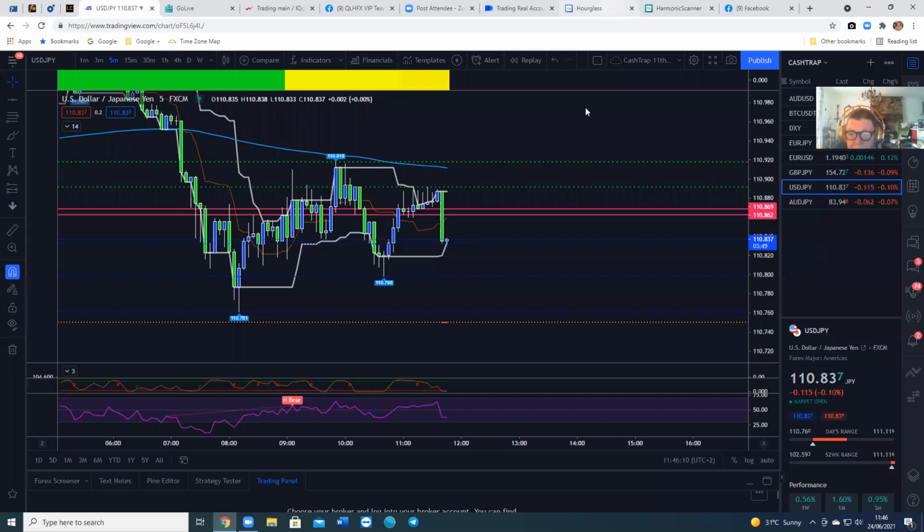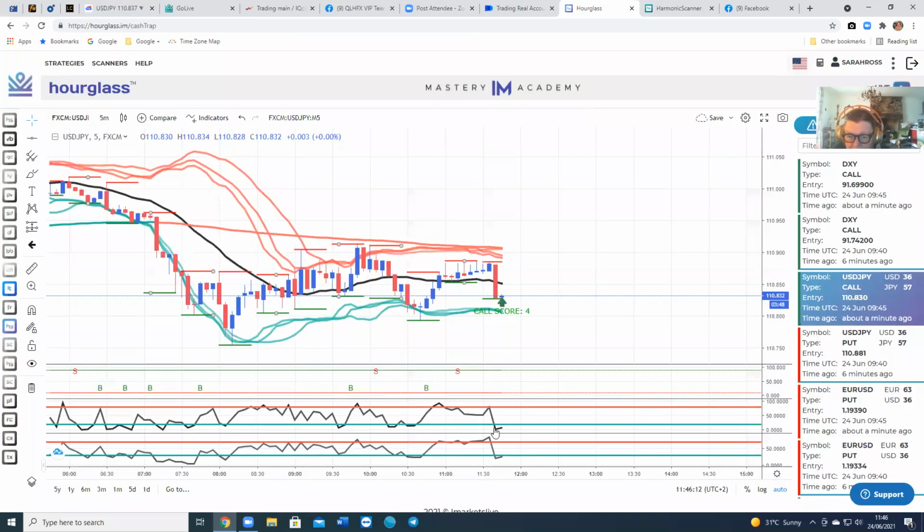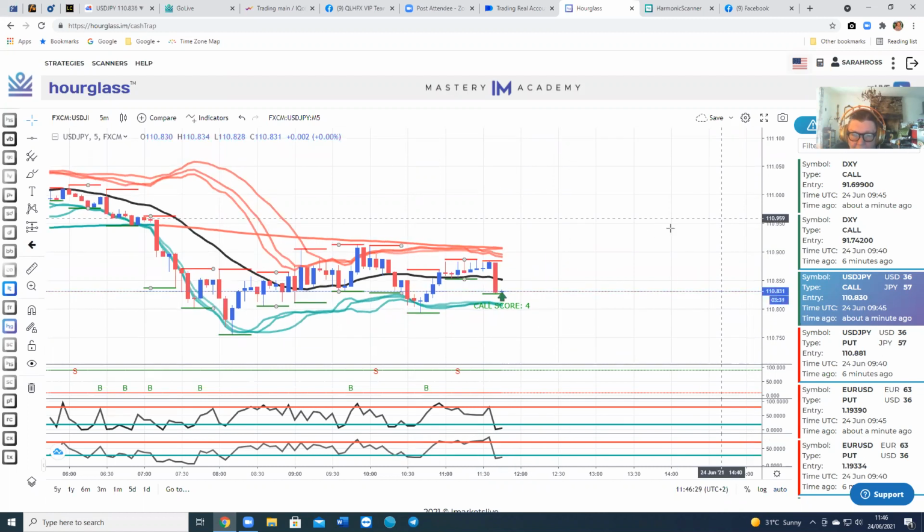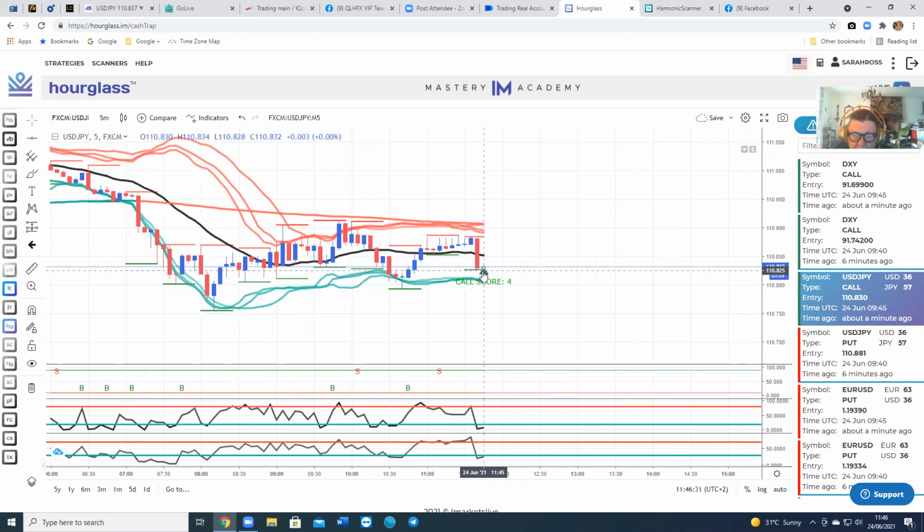Let's go back to HourGlass. Call score of 4. You see it's just sliding along the bottom, 829. So you want the momentum cross up, but it's just flatlined. So if you are in this, then you may have to roll over. It's not quite down, reached the bottom at the moment. It's just pressing on down, so I may not get this one.